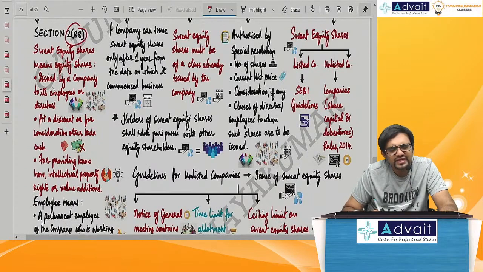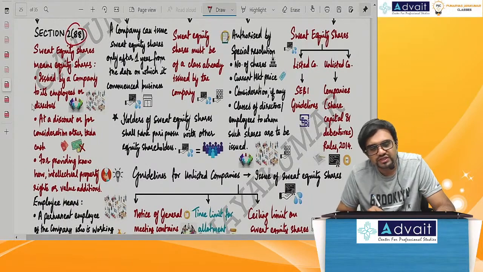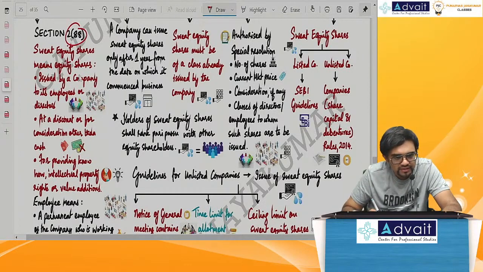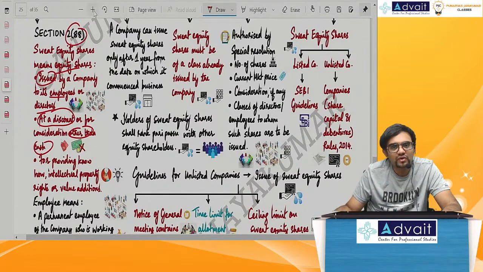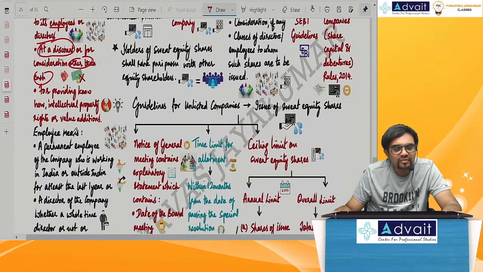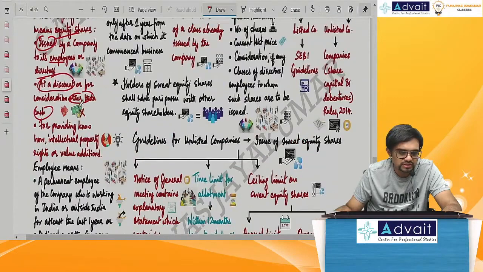So if you see section 54, section 2 clause 88 defines sweat equity shares. Sweat equity shares is for the sweat or the blood given by the employees. So sweat equity means equity shares issued by the company to its employees or directors at a discount or for a consideration other than cash. Either at a discount or for a consideration other than cash. It is always at a discount or for consideration other than cash.